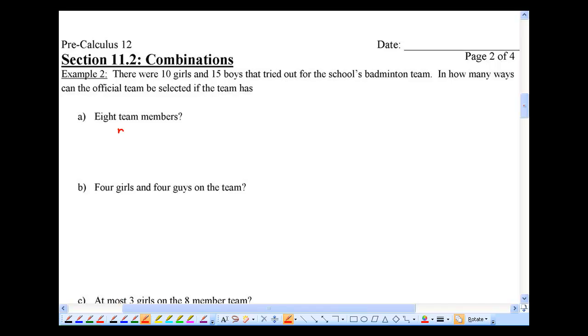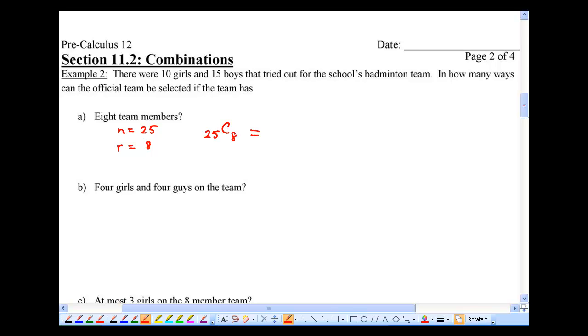I'm going to ask you how many members are going to be, how many people are actually on this team? Yeah, 10 girls and 15 boys. So how many members is that? I guess there are 25. So there's 25 different people to choose from. How many do I want? I want 8. Does the order matter? So there you go. Your answer here is just 25 C 8.